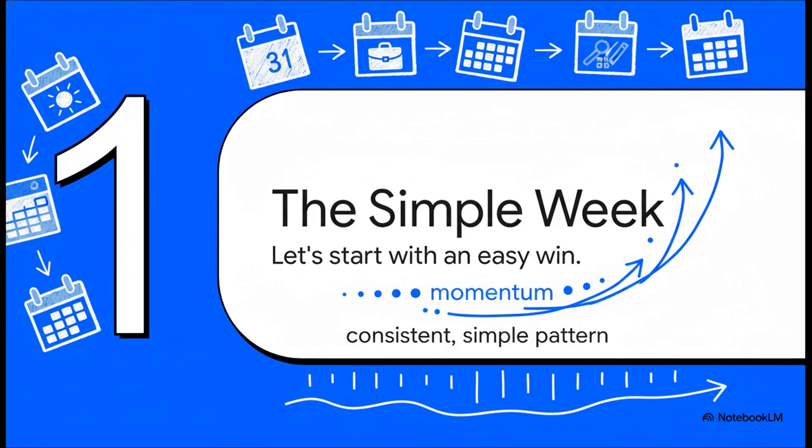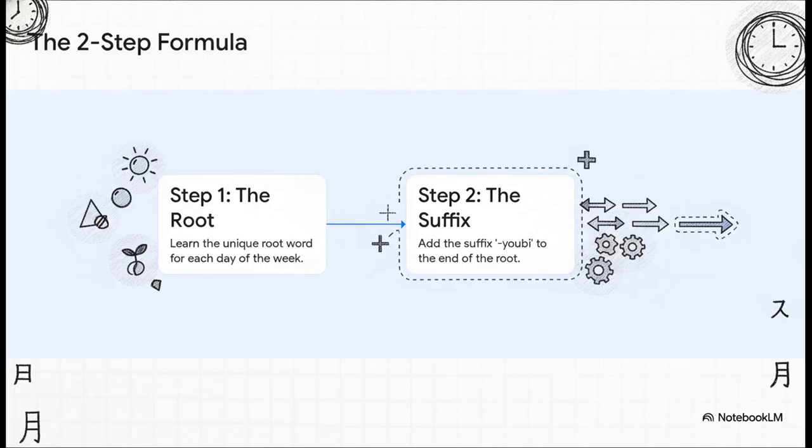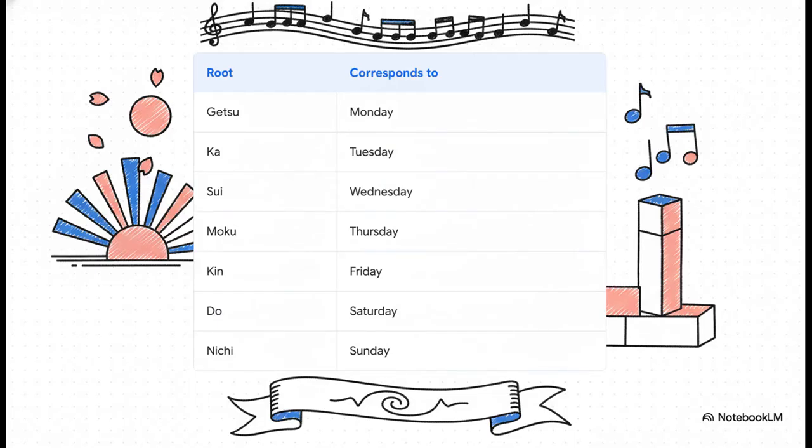Okay, before we dive into the tricky part of the month, let's start with an easy win. Build up some momentum. The days of the week. This part is super consistent and follows a really simple pattern. It's literally just a two-step formula. First, you just have to learn a unique little root sound for each day. And second, you just stick the same suffix, yobi, on the end of it, every single time. Simple as that. So here are the 7 roots you've got to memorize. These are your building blocks.